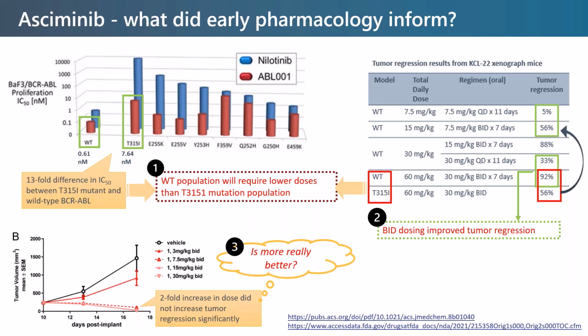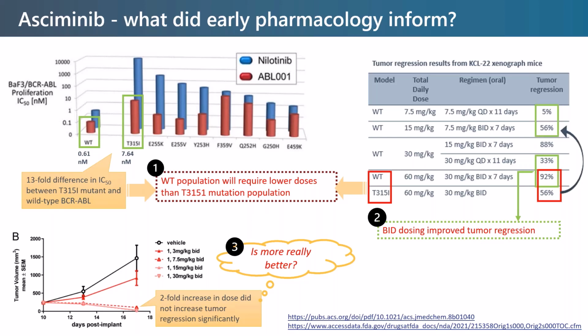The wild-type tumor model treated at 30 mg/kg BID had a tumor regression of 92%, whereas the mutated tumor model treated at the same dose had a tumor regression of only 56%. It means that probably the wild-type population will require lower doses than the mutated population, and that the dose may need to be optimized separately for wild-type and mutated populations.